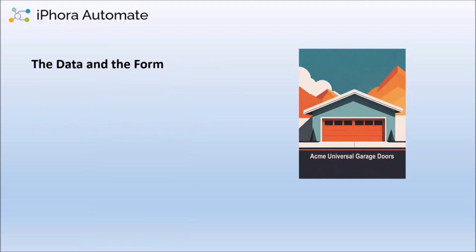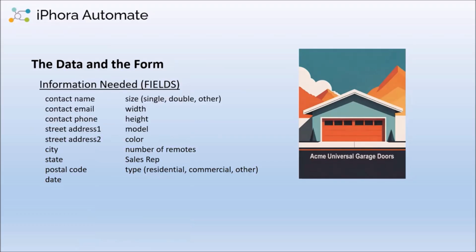When automating a process, everything starts with the data, which represents all the information needed for a particular process. In iPhora Automate, data is displayed, organized, and saved using a form. The creation of a form usually begins with simply making a list of all the information that is needed. Each piece of information that needs to be entered into the form is called a field. For this workflow, that would include things like name, address, garage door model, size, color, and anything else that is needed to prepare a quote for garage door installation.